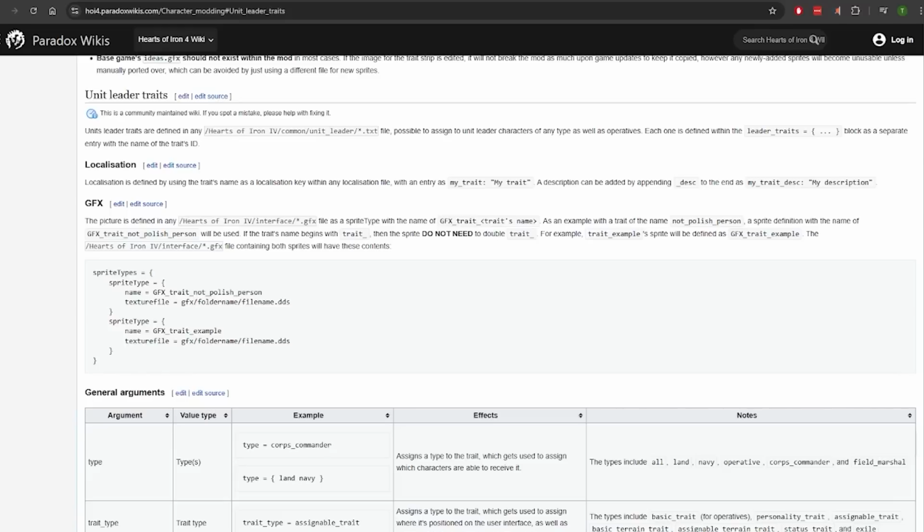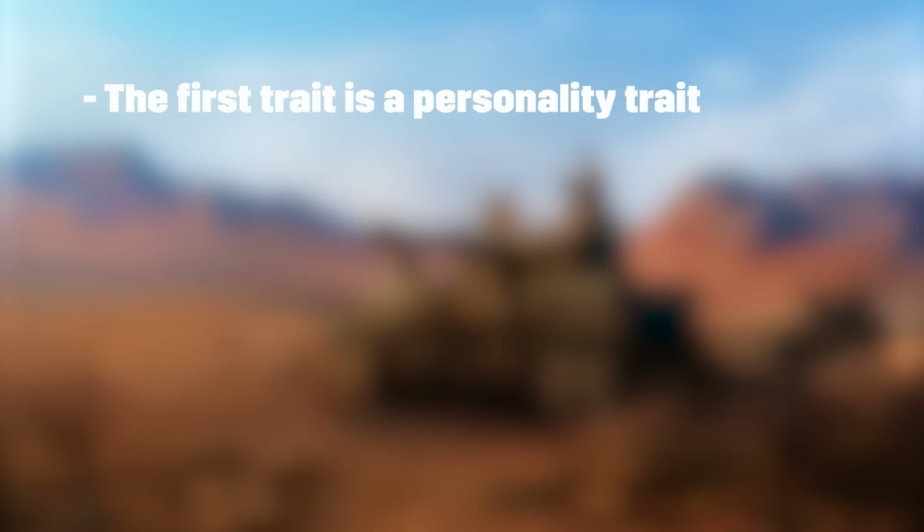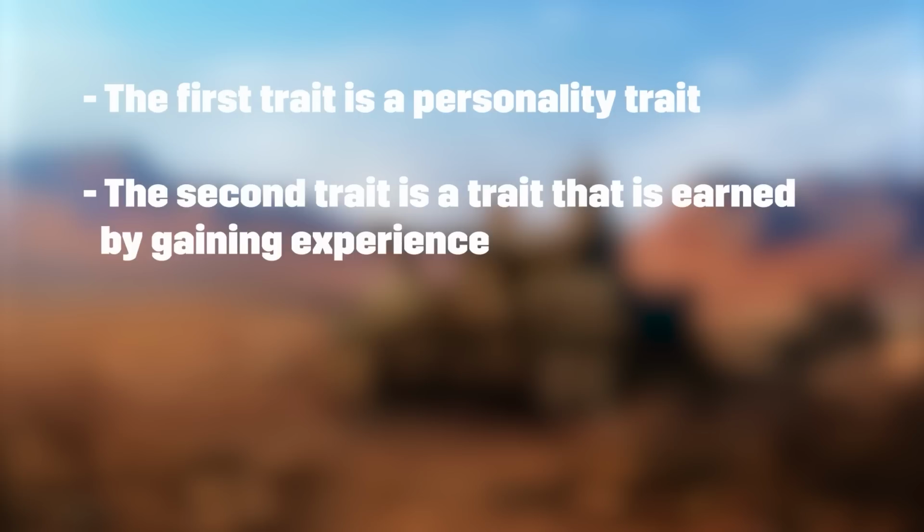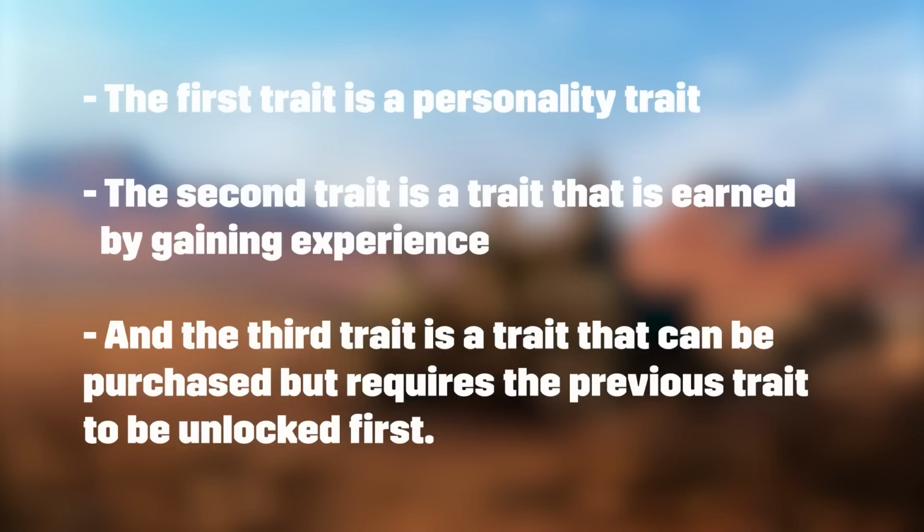In this tutorial, we will create 3 unit leader traits based on the power armor technology we added in a previous tutorial. The first trait is a personality trait. The second is a trait that is earned by gaining experience. The third is a trait that can be purchased, but requires the previous trait to be unlocked first.